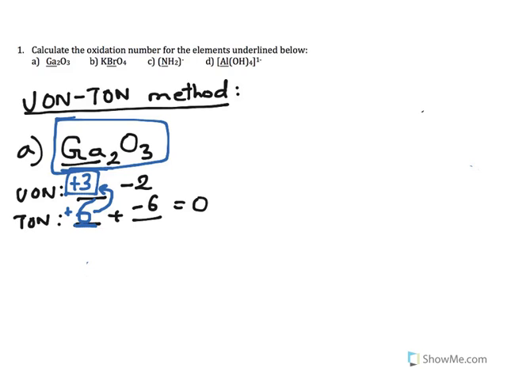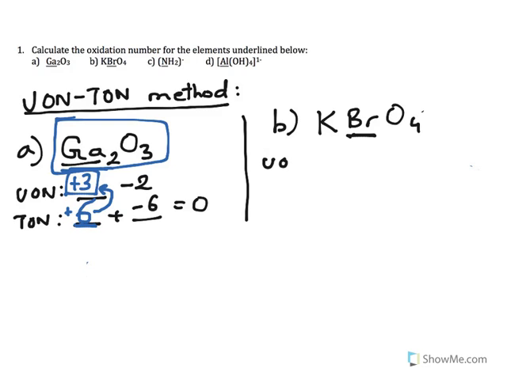Now, before we begin, we can apply the Wanton method and the algebraic approach to do any of these questions, but I will be doing the Wanton method because it saves a lot of space and time and is very quick and efficient. So for part B, we have KBrO4, and they want us to find the oxidation number of bromine, or the unit oxidation number of bromine.